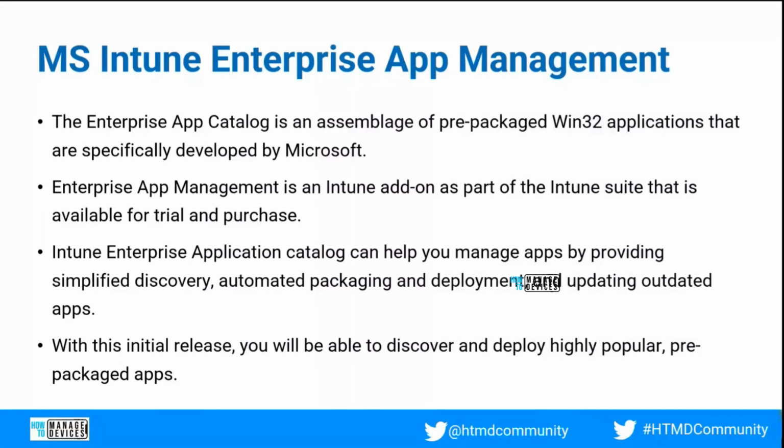The second point I have written for you: Enterprise App Management is an Intune add-on as a part of the Intune suite that is available for trial or purchase. Trial, or you can purchase it with a license. What does it mean? It's a license-oriented feature. So if you don't have a specific license to use Enterprise App Management, what would happen? You will not be able to use this feature, which means it's an Intune add-on feature, right?